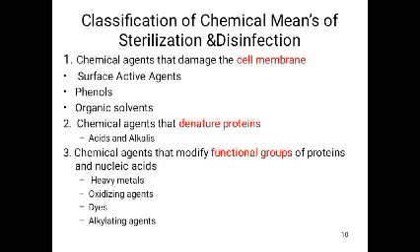Classification of chemical means of sterilization and disinfection. 1. Chemical agents that damage the cell membrane: surface active agents, phenols, organic solvents. 2. Chemical agents that denature proteins: acids and alkalis. 3. Chemical agents that modify functional groups of proteins and nucleic acids: heavy metals, oxidizing agents, dyes, alkylating agents.